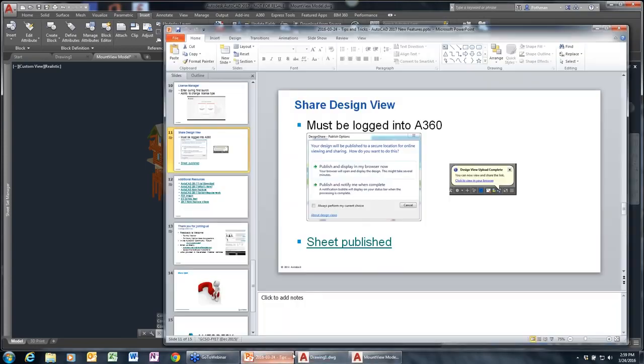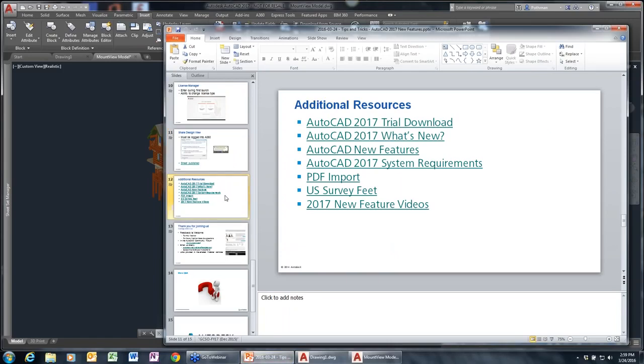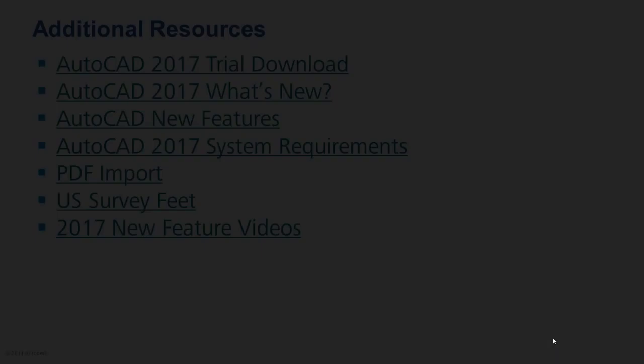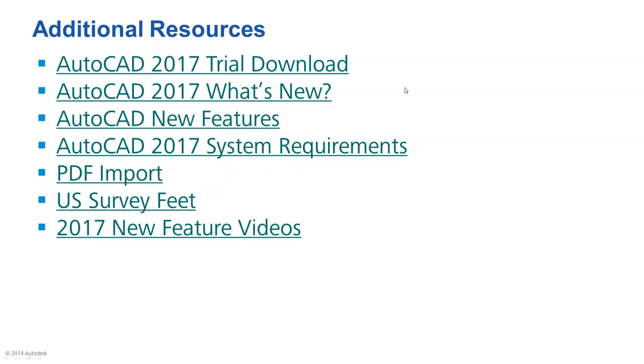So let's go ahead and wrap up. So there's a couple things here real quick. In the additional resources, I listed the trial download. So if you don't have 2017 yet and you want to give it a try, you can download it. Put a link to the new features, a link to some of the videos about the new features, system requirements. There is an issue with the PDF import if you want to convert to geometry. Basically, all you have to do is make sure that you have a full path to the PDF file. If you have a relative path, it won't work. But there's an article that talks about that.